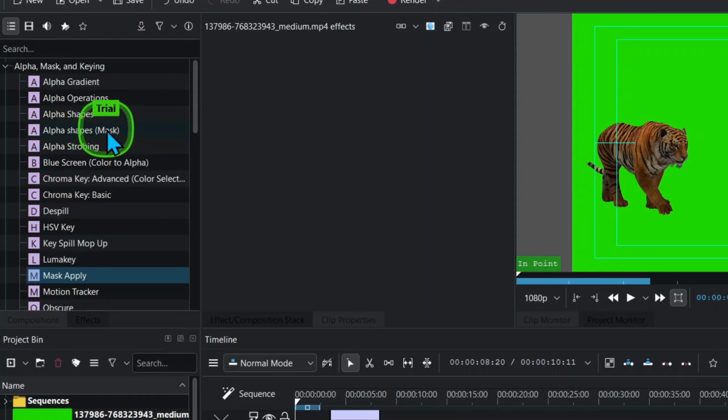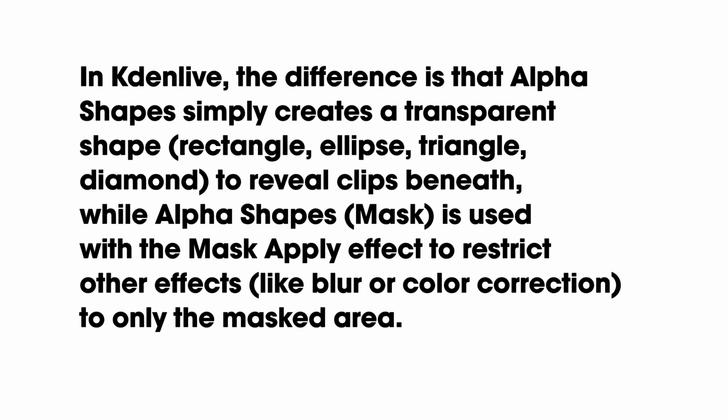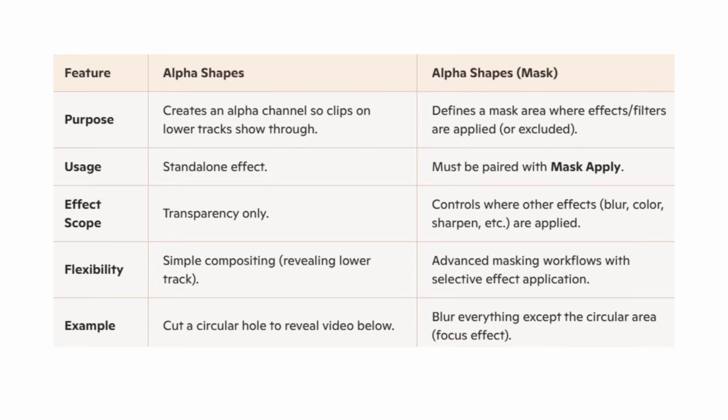In Kdenlive, the difference is that alpha shapes simply creates a transparent shape like rectangle, ellipse, triangle, or diamond to reveal the clips beneath that, while the alpha shape mask is used with the mask apply effect to restrict other effects like blur or color correction to only the mask area. Now, this little table shows you the key differences between the two, alpha shapes and alpha shape mask.